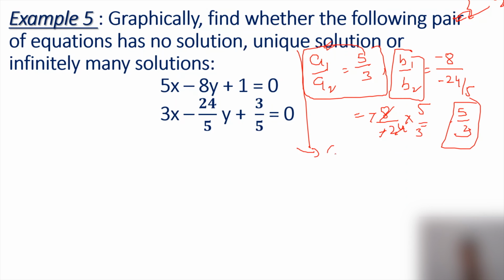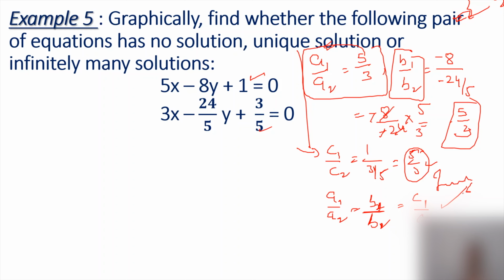C1 upon C2 is equal to, C1 is 1 and C2 is 3 by 5. This will be equal to 5 by 3. Aha! It means A1 upon A2 is equal to B1 upon B2 is equal to C1 upon C2. It means it would be having infinitely many solutions. Now this you have checked. Whether you want to check it or not, they are not asking for this. They are just saying to find it graphically.